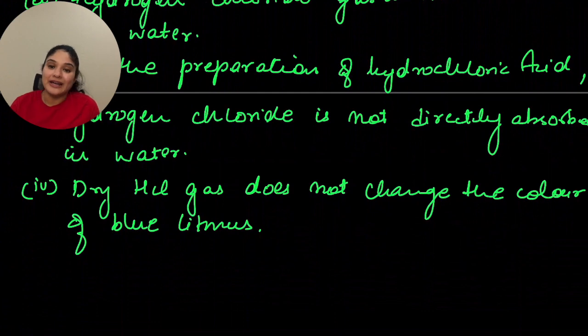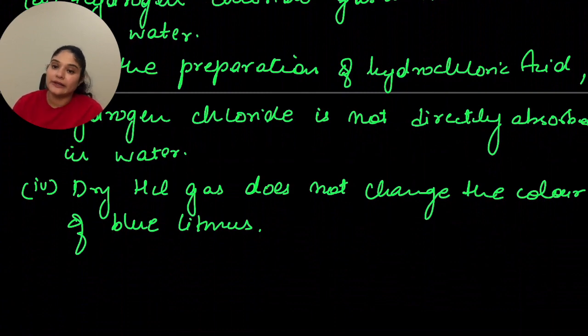Fourth part, dry HCl gas does not change the color of blue litmus solution. That is because when you have moisture in HCl gas, we always say moist HCl gas shows a color change in blue litmus. That is because in the presence of moisture, you have hydrogen ions present. If you do not have moisture, you won't get H plus ions.